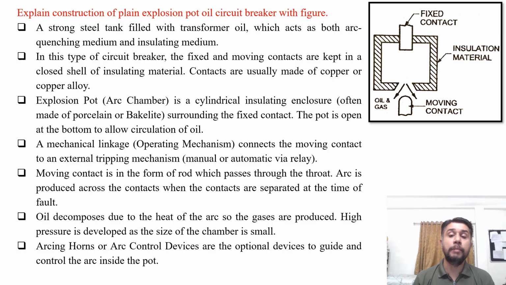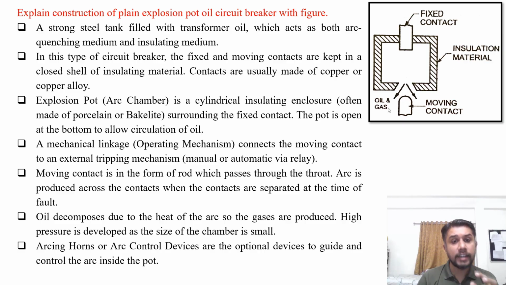In this type of circuit breaker, the fixed contact and moving contacts are kept in a closed shell of insulating material. The contacts are made up of copper or copper alloy. Explosion pot or the arc chamber is a cylindrical insulating enclosure. This is the insulating enclosure, often made up of porcelain or bakelite material, surrounding the fixed contacts. The pot is open at the bottom of the chamber to allow the circulation of the oil and gas.